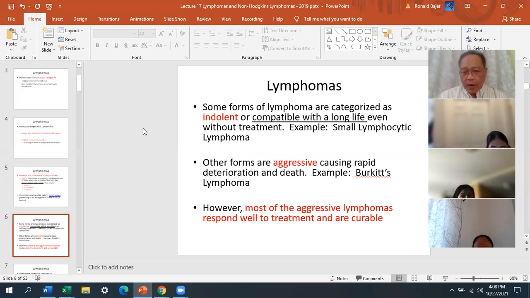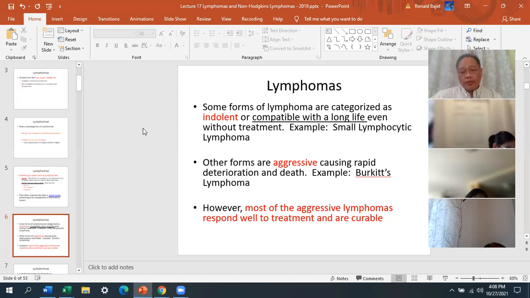Some forms of lymphoma are categorized as indolent. Indolent is a term that means it's compatible with long life. It's not really a significant stage in the cancer. It's compatible with long life. You can tolerate it and you can live with it. So indolent, it just sits there, okay, until it decides that it's going to do something and cause harm to yourself. And you can live with it without treatment. And one example of this is small lymphocytic lymphoma. That's indolent, okay? So it's kind of benign, you can live with it.